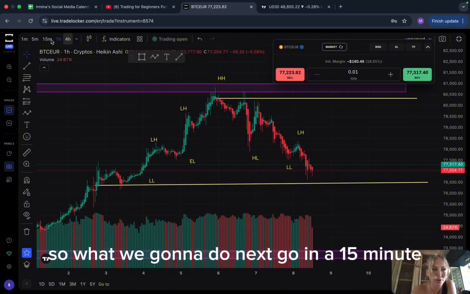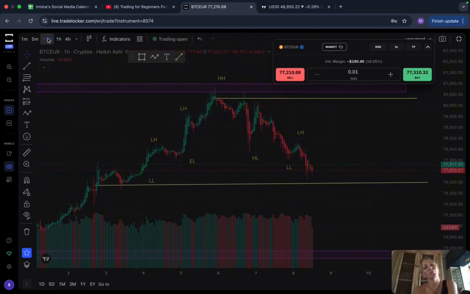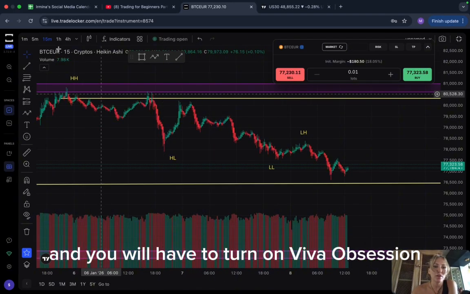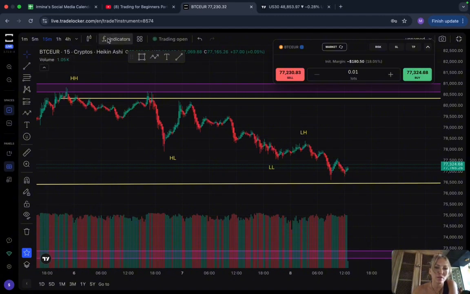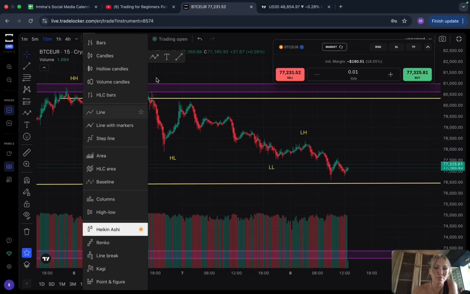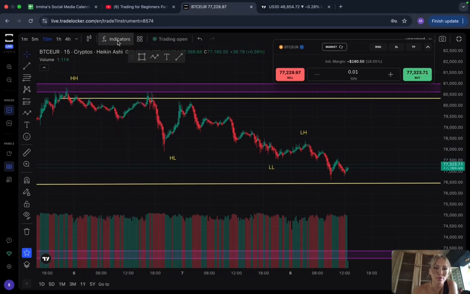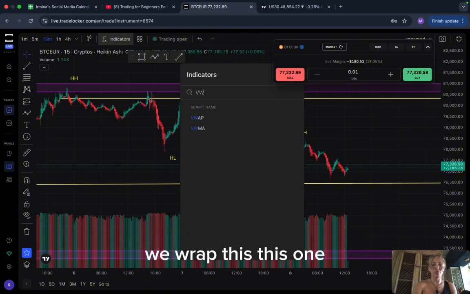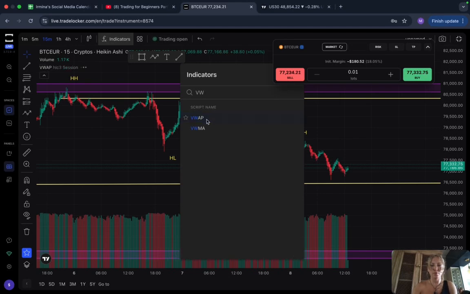So what we're gonna do next, go in a 15-minute. And you will have to turn on VWAP session. By the way, don't forget to use only Heikin Ashi candles. As you see, that's what I have. And indicators, you can simply write VWAP. Yes, this one. Turn on the session.